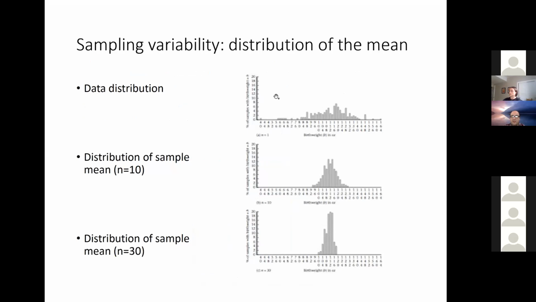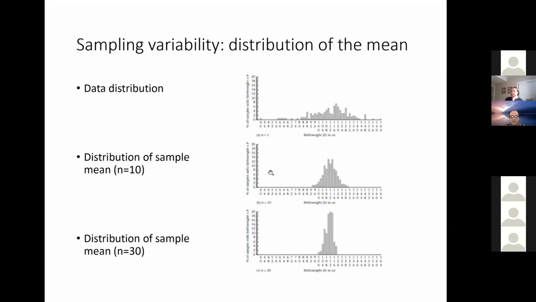So this first picture is the actual data distribution. This is the birth weights, and this is a histogram. This is the percentage of samples with birth weights equal to the indicated value here. So this is the whole population.